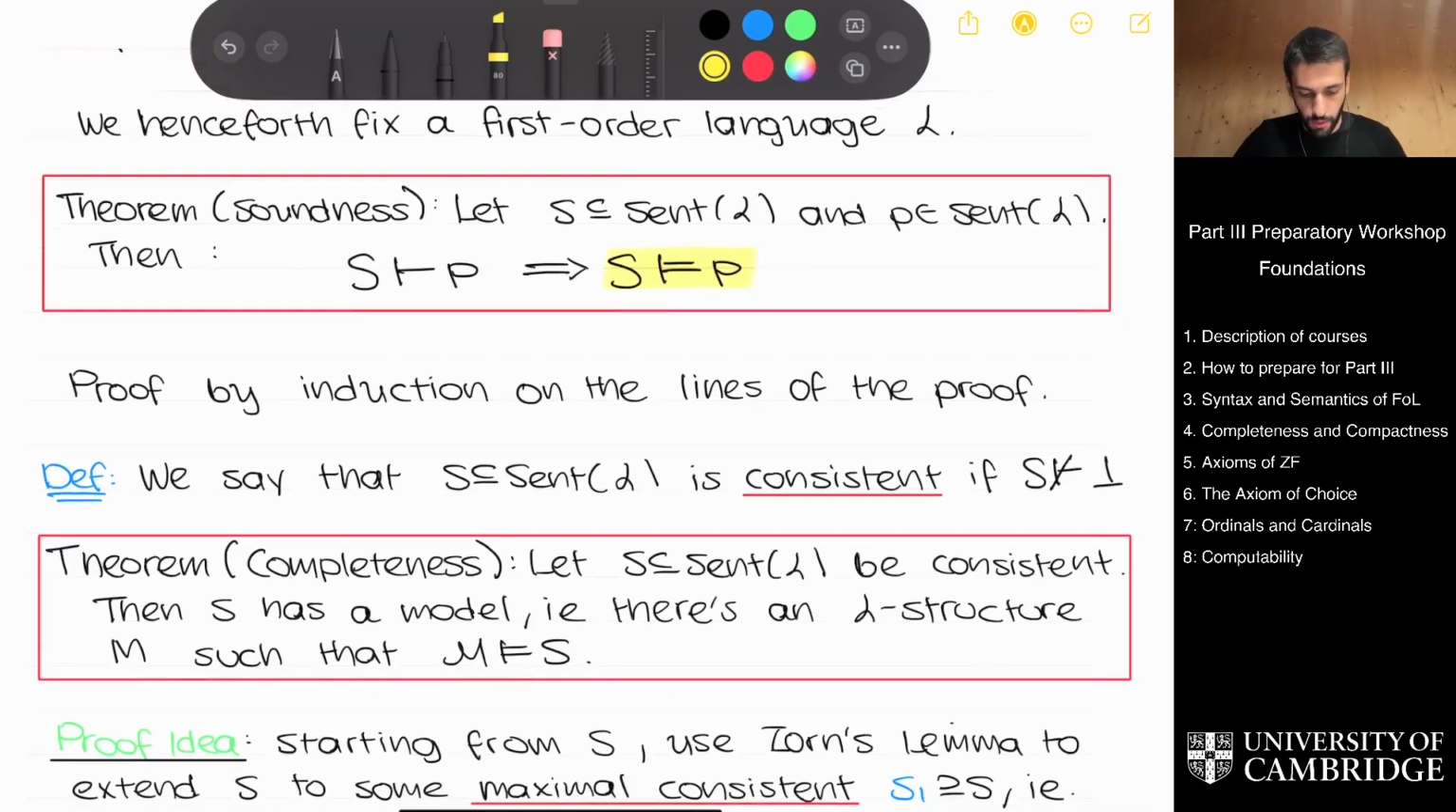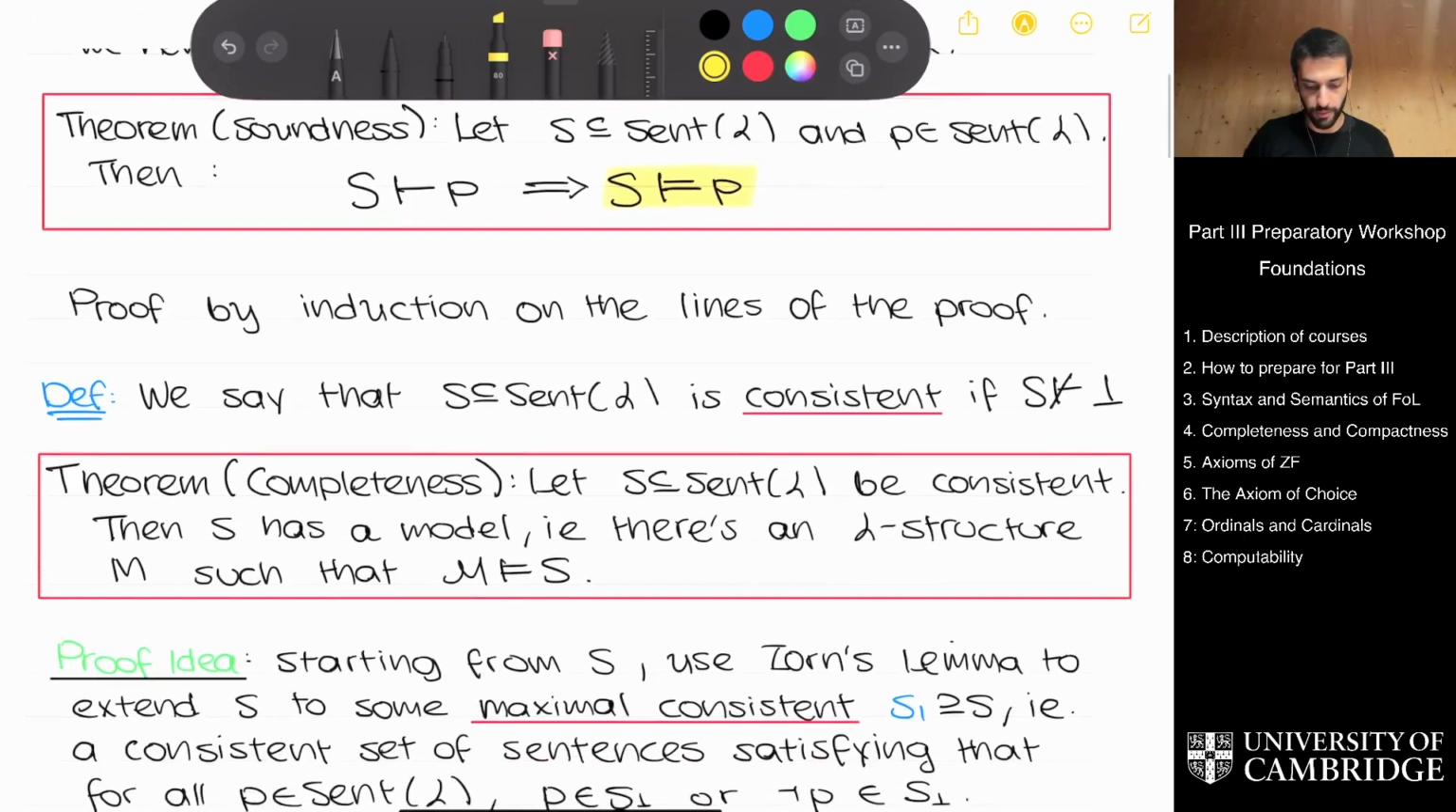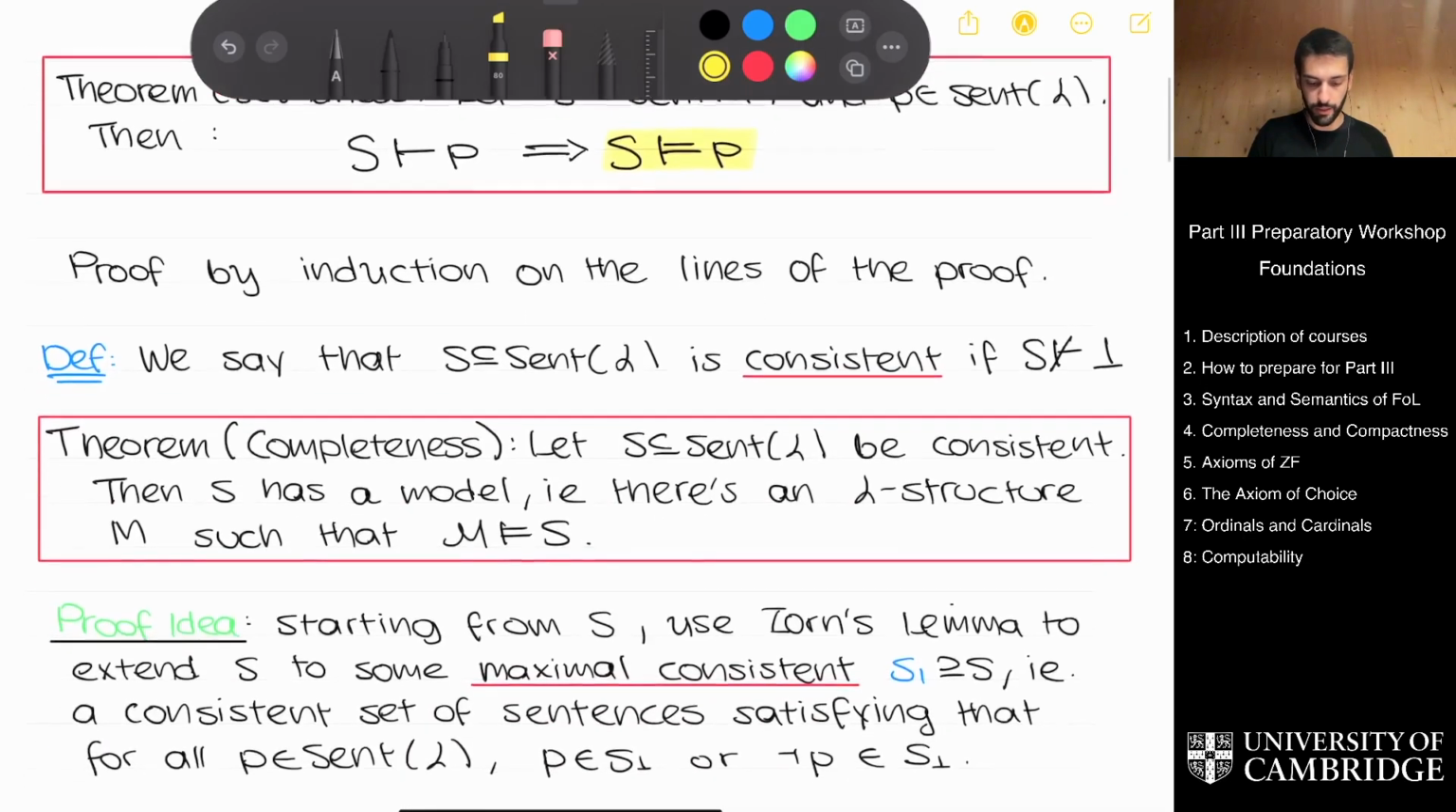Okay, so this again tells us something reasonably expectable, which is that if a set of hypotheses proves something, then all models of that set of hypotheses should satisfy that sentence. And this can be shown very easily by induction on the lines of a proof. If you want to see more details about this, then I would recommend taking a look at the part 2 logic and set theory notes. It's not 100% important to remember the proof of this right now.